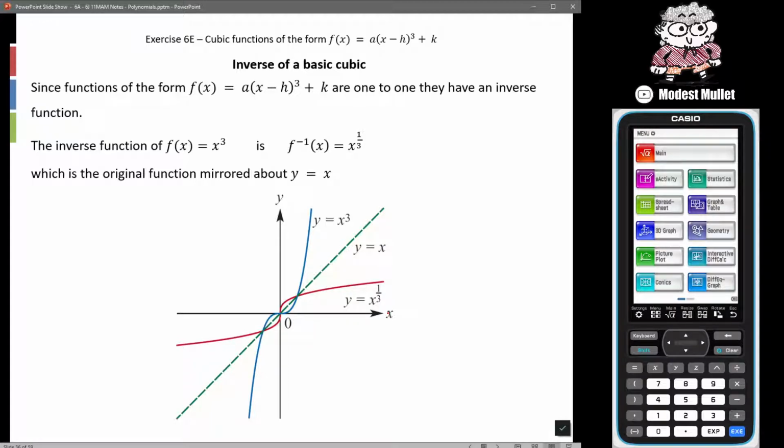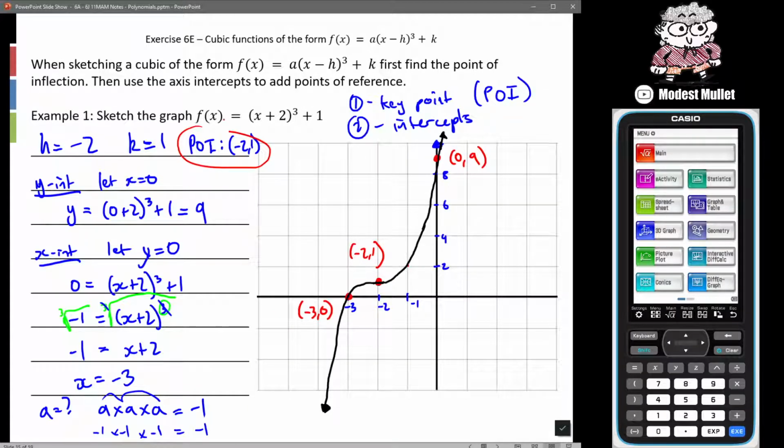Rightio, last thing. So that's all it is. Even if we had an a here, a 2, it's the exact same process. That 2 doesn't impact our point of inflection, so find that. Then the 2 will impact as we find our x and y intercepts. But once you have those 3 dots, it's just a matter of playing connect the dots.